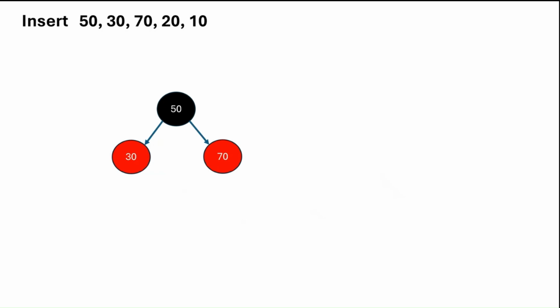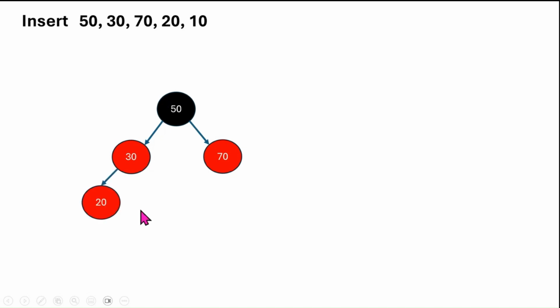Now let's take one example. Let's say we want to insert 50, 30, 70, 20, and 10 in a red black tree. So initially 50 is inserted as a root, so we'll mark it as black. Then 30 is added as a left child of 50. It is fine. It is not violating any property. 70 is added as a right child of 50. So that is also fine. No red violation, no black height violation.